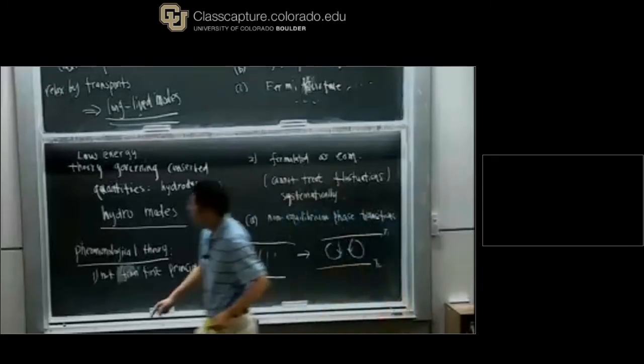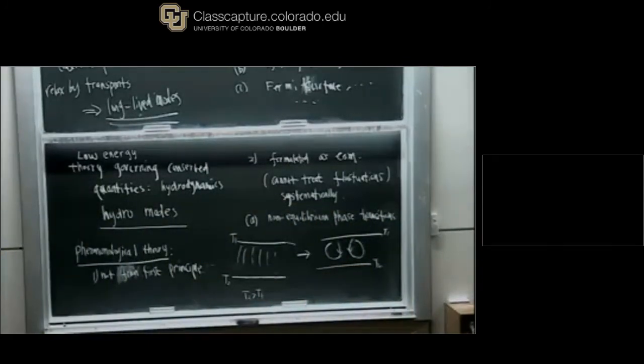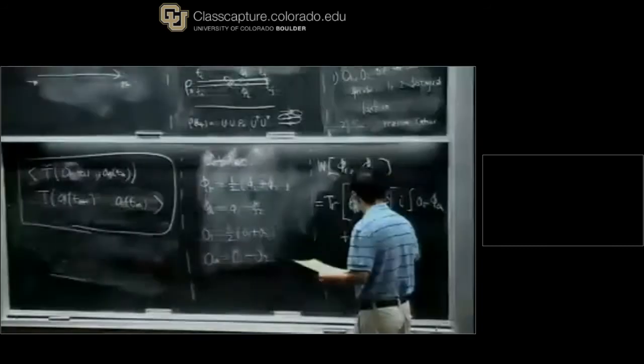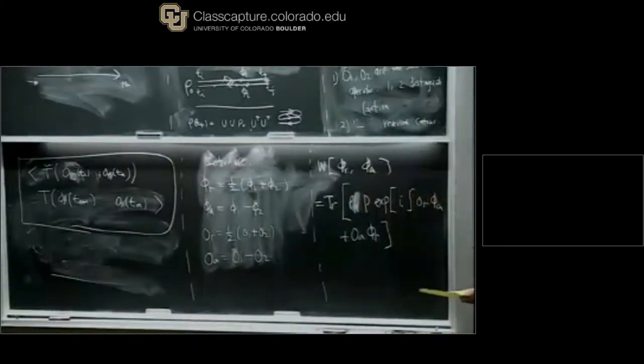Now, with this, this generating functional can be written as a function of phi_r and phi_a: something like this, a trace of the path-ordered product with rho_0, then the exponential of i times (O_r phi_a plus O_a phi_r). And now you can take derivatives with respect to phi.